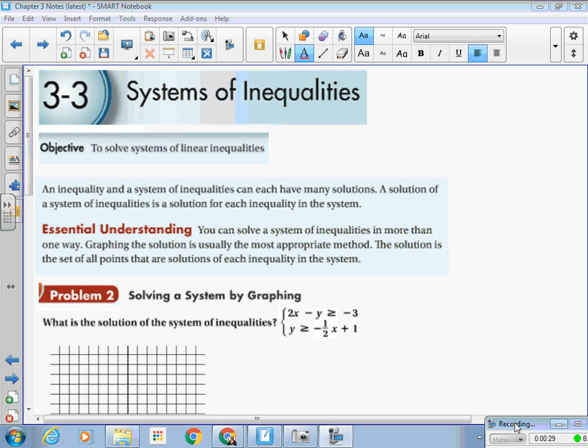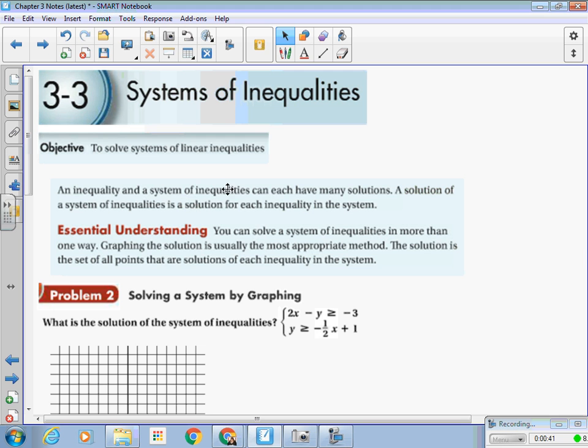Now we just get more shading. This just gets a shadier version. So please write this down. An inequality and a system of inequalities can each have many solutions. A solution of a system of inequalities is a solution for each inequality in the system. Start those two sentences down.